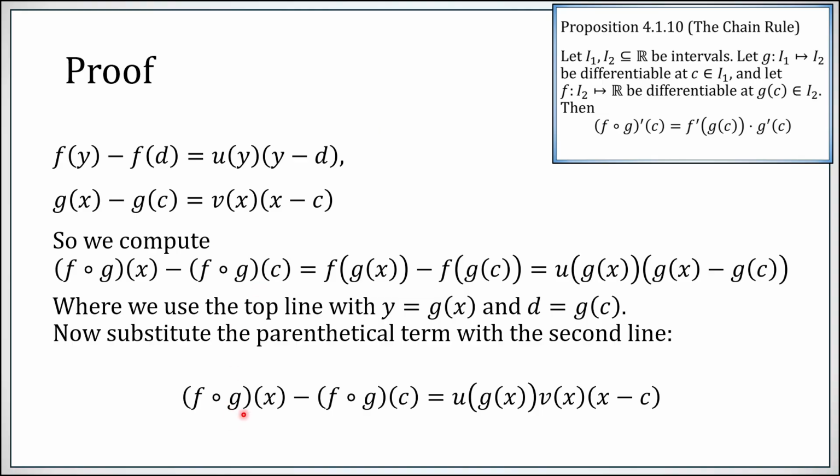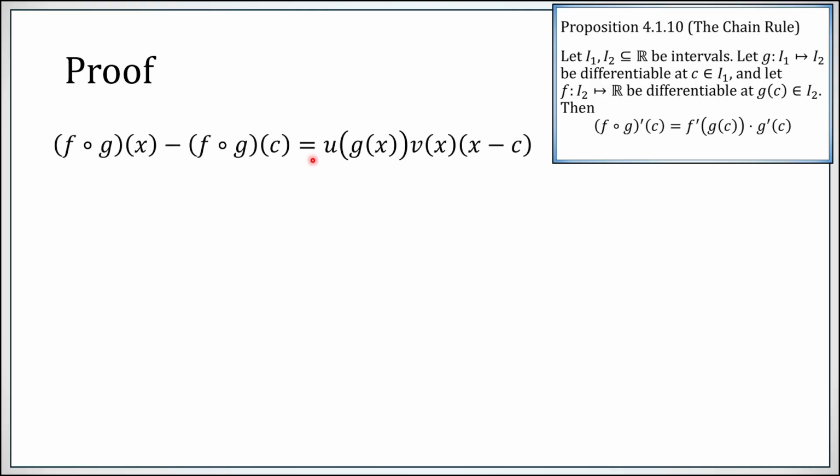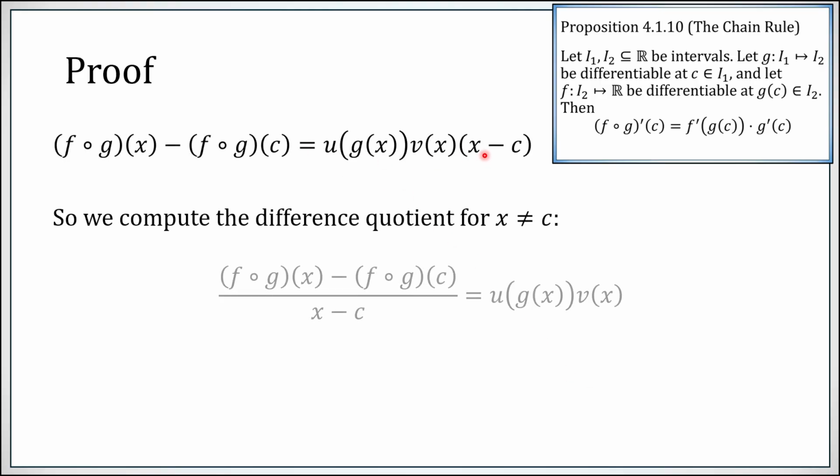Overall, we have that the numerator of the difference quotient for the composition can be written as u of g of x times, well, g of x minus g of c. Hey, g of x minus g of c is exactly v of x times x minus c. Why would we go through all this? Because with this at our disposal, we can divide out x minus c and end up simply with u of g of x times v of x.